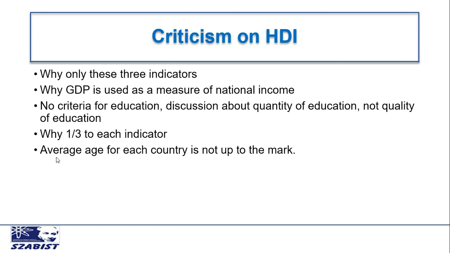And the last criticism on the HDI is that the average age of each country is not up to the mark. For example, in developed countries, people have better health facilities and better food facilities. They have availability of better water. So their average age is higher as compared to the less developed countries, in which people don't have access to clean water, to the basic necessities of life, or to health facilities. So technically, they have a lower average age as compared to the developed countries. So these are the criticisms on the Human Development Index.